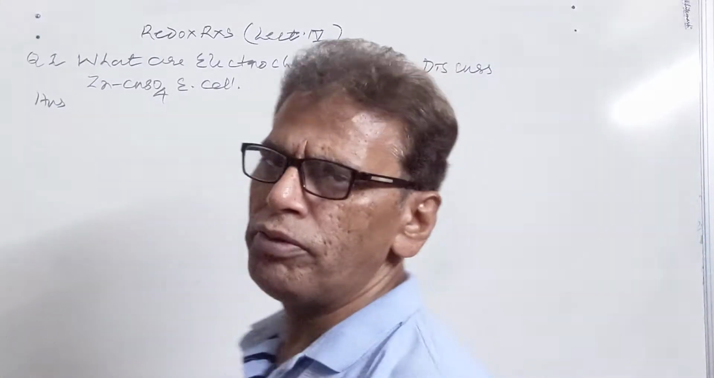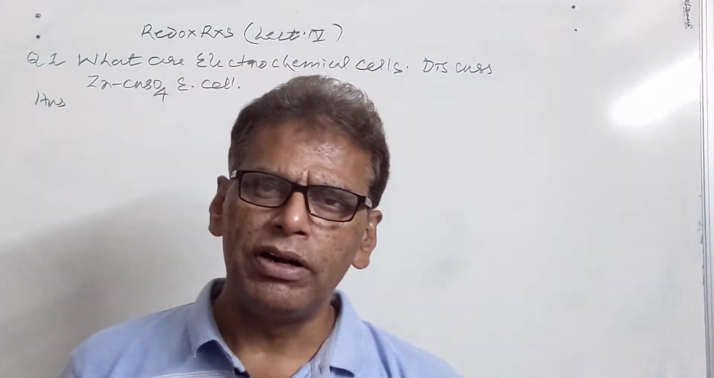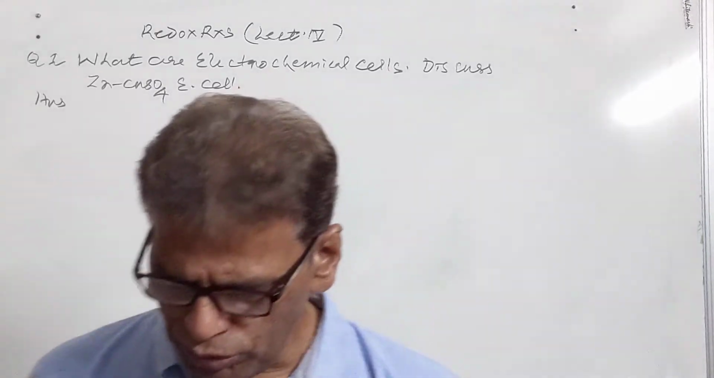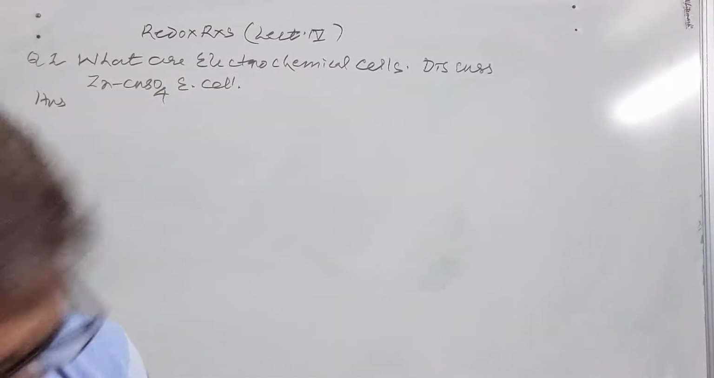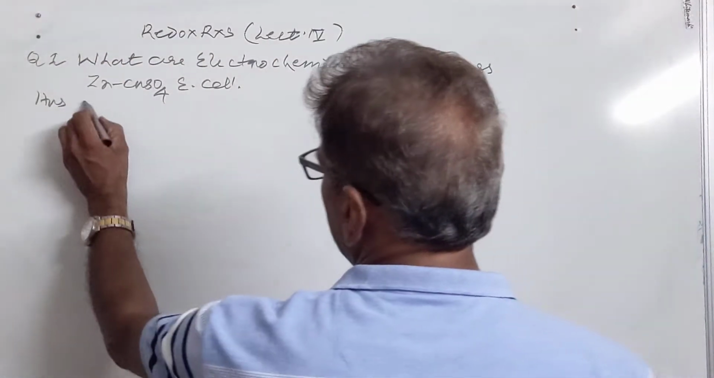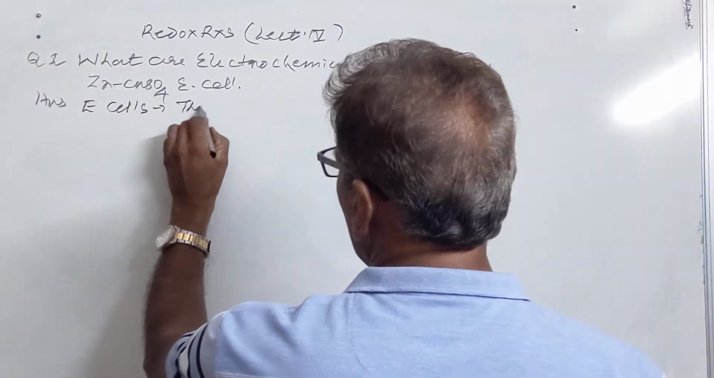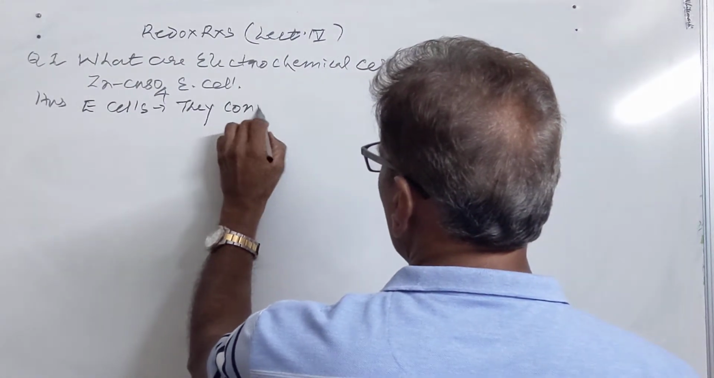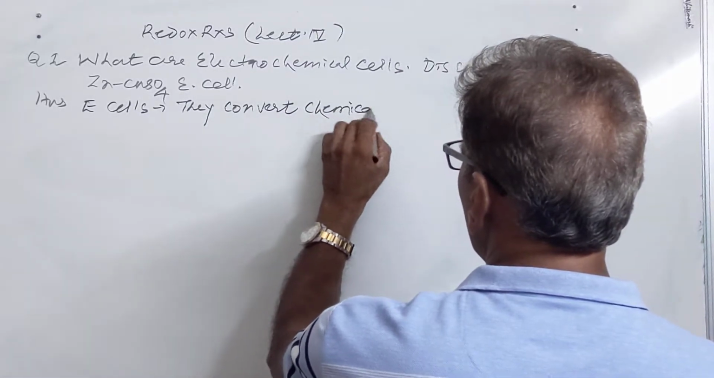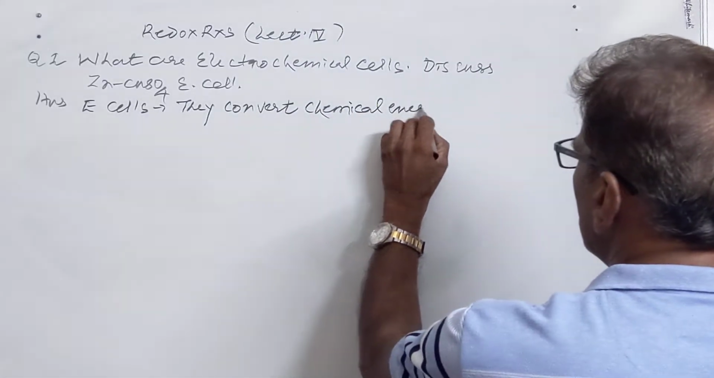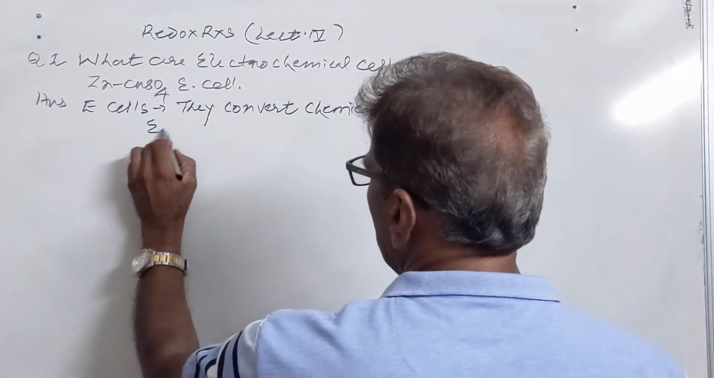As we have already defined electrochemical cells, these are the devices which convert chemical energy into electrical energy. So, such devices are called electrochemical cells. They convert chemical energy into electrical energy.